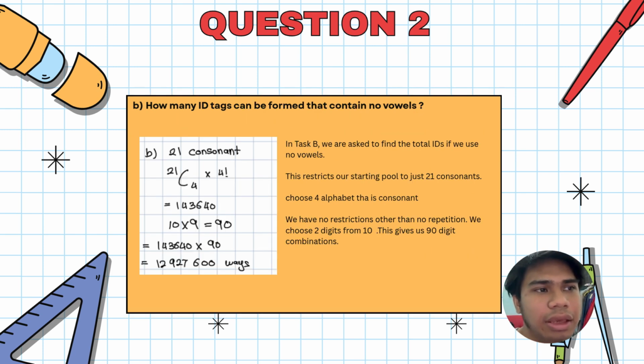For B, how many ID tags can be formed that contain no vowels? The vowels are A, E, I, O, U. So we are left with 21 consonants. We need to choose 4 alphabets that are consonants. So we use permutation: 21 combine 4 and multiply by 4 factorial to get 143,640. Then 10 multiply by 9 to get 90, and 90 multiply by 143,640 to get 12,927,600 ways.